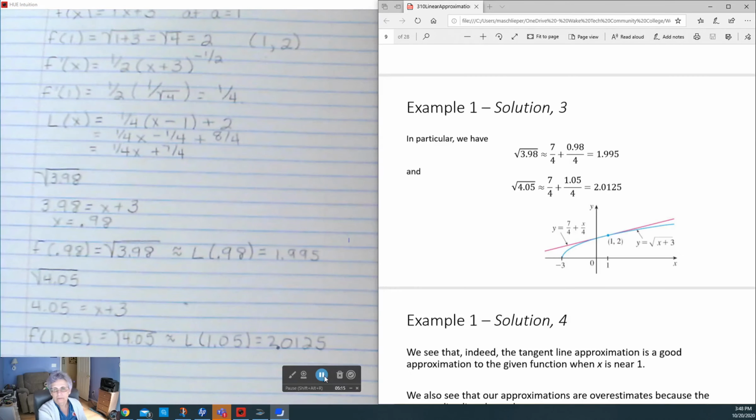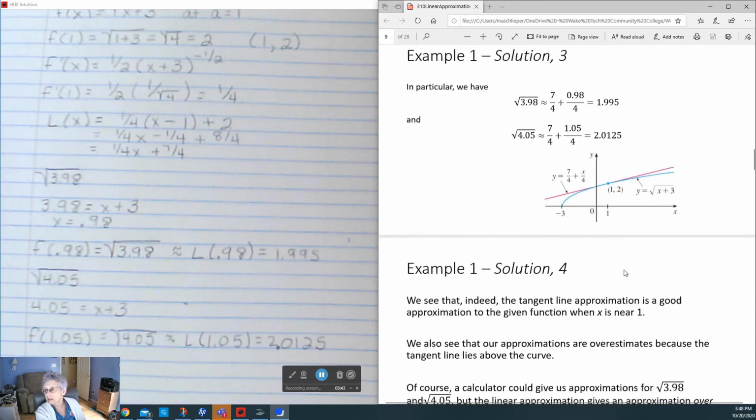All right, I really did plug in the 0.98, and then I remembered that I had them on my PowerPoint, so I just scrolled forward, and we even get to look at the pretty picture here. The closer you are to 1, the better the estimate is. The further away you get, the less good the estimate is.